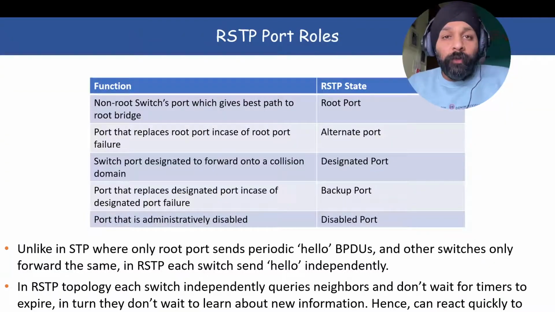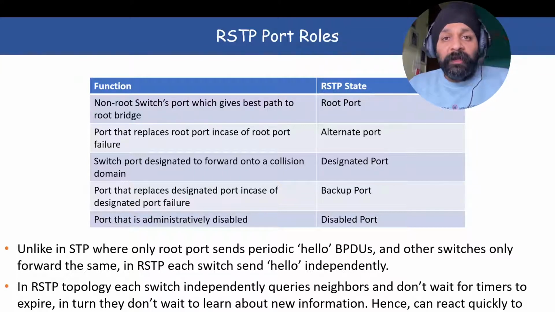So as I told you, RSTP introduces two new port statuses. One is the alternate port, which acts as a backup port for the root port. So in case the root port fails, the alternate port takes up the role of the root port. And the second is the backup designated port, which takes up the backup of the designated port in case the designated port fails.